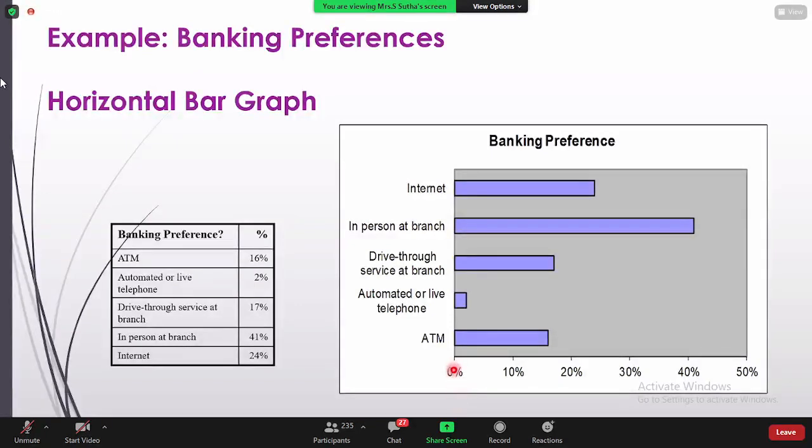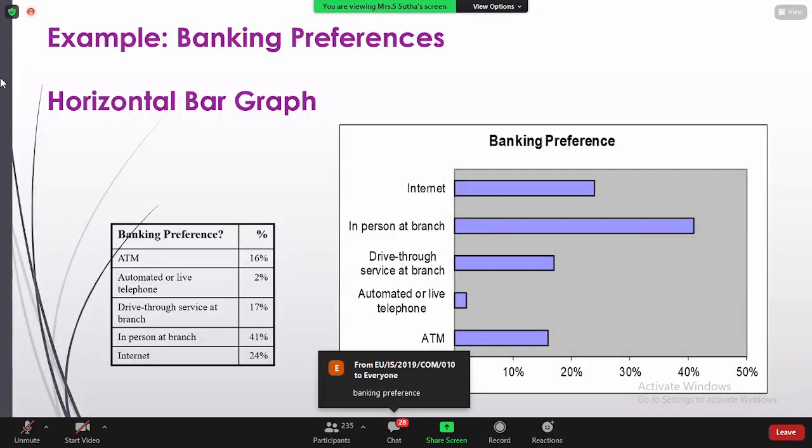So here also we are starting with 0%, right? And here what is the variable in this scenario? Banking preference. Yes, it is banking preferences, right? Banking method preferences. Preferences of the customers for banking methods, right?